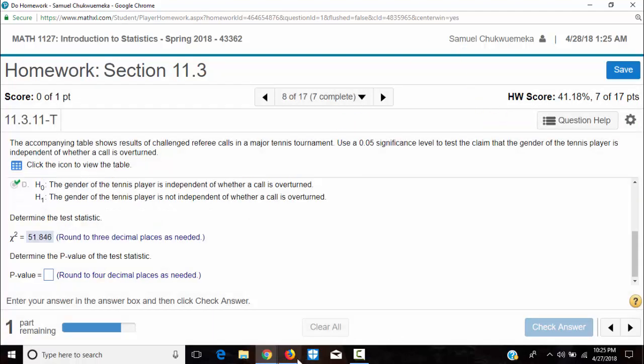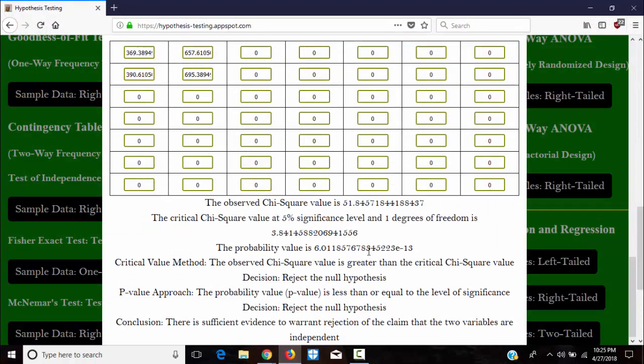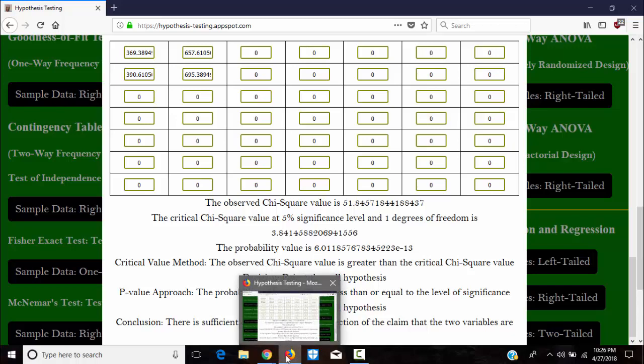The p-value to 4 decimal places is 0. When you see this thing here, times e to the negative 13, 6.011857678345223 times e to the negative 13, this means 0.000000000, I mean, you count 13 zeros. That 13 zeros includes the 0 before the decimal point. That's what it means. So it's going to be 0.